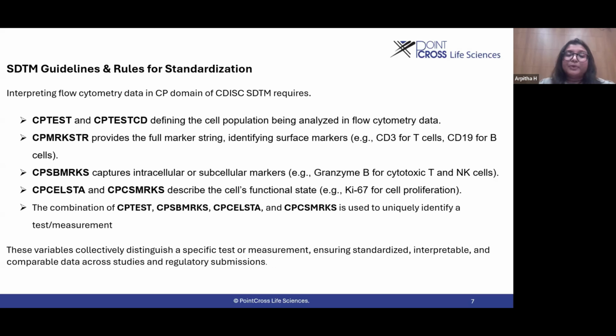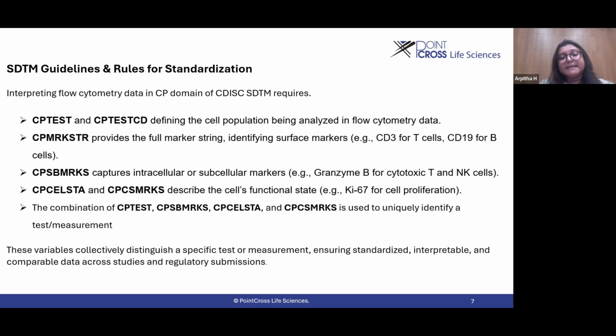As we know, we have discussed the challenges, and let's see what the guidelines are that have been set up by CDISC. CDISC has the CP domain, the cell phenotyping domain of SDTM, which has certain key variables defined that would uniquely represent the test or cells being measured. These are variables like the test, CD markers, and sublineage markers. These are the variables which uniquely identify the test or the measurement being assessed.